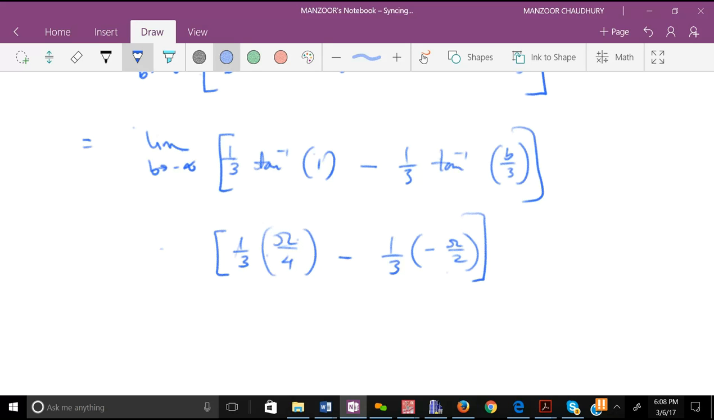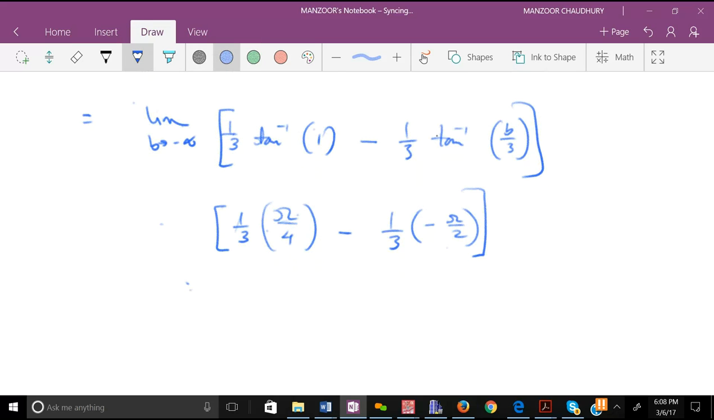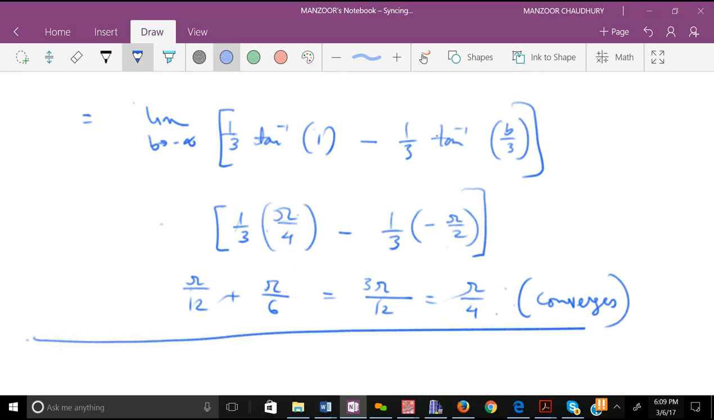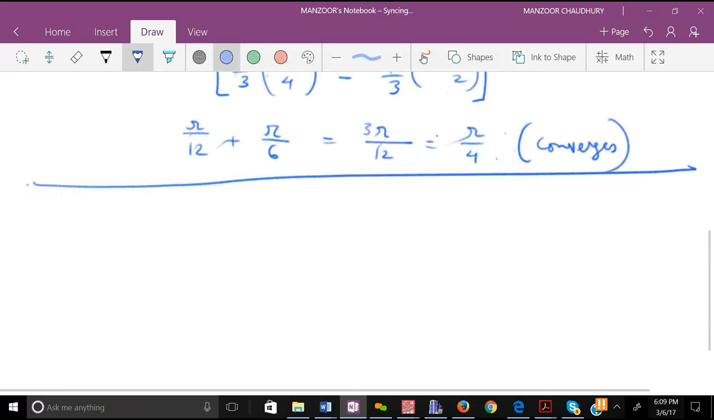So when we do that, we have pi over 12 plus pi over 6, okay? That should be 3 pi over 12, which is pi over 4. Yeah, that should be the answer. You get that? So it definitely converges, right? Converges to pi over 4. All right, what's the next question? The next one is 18.